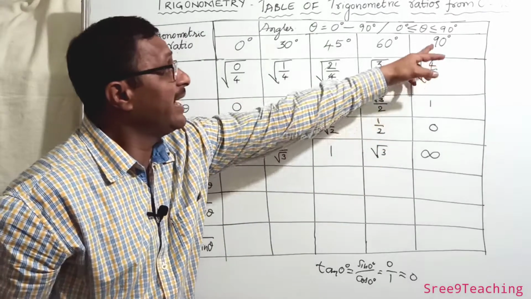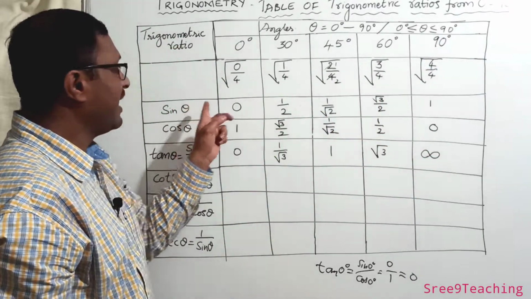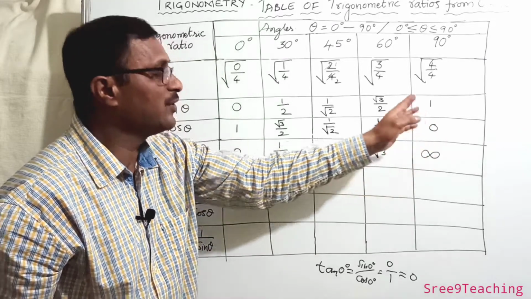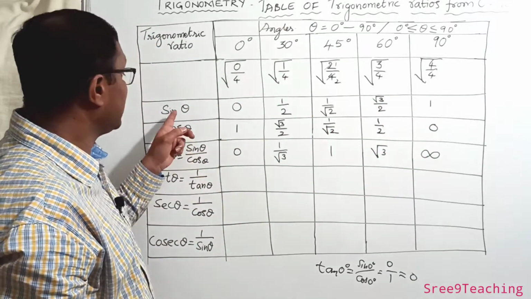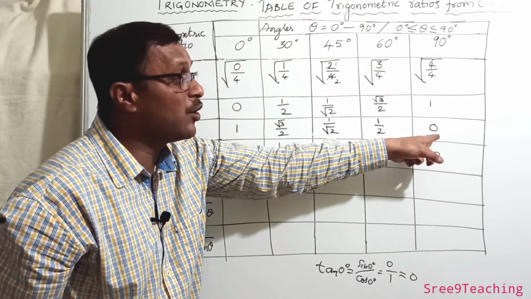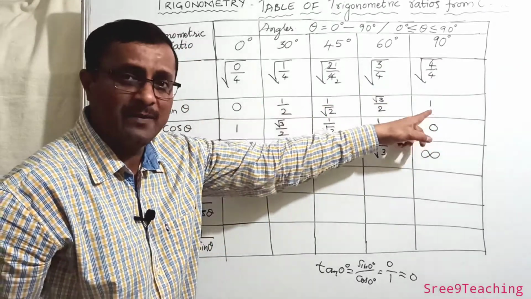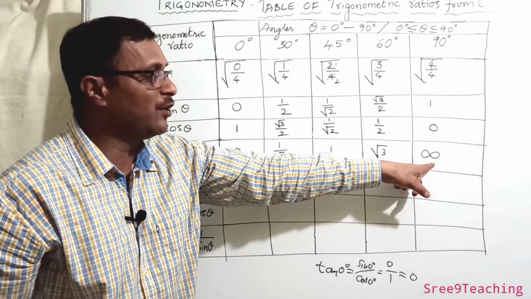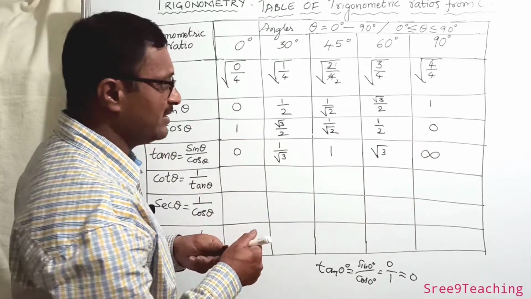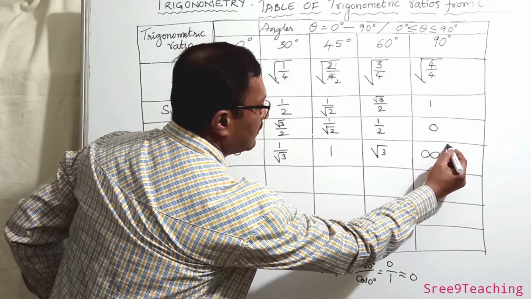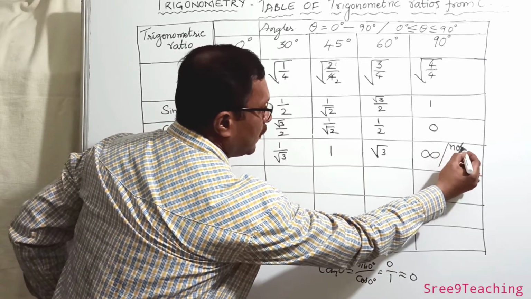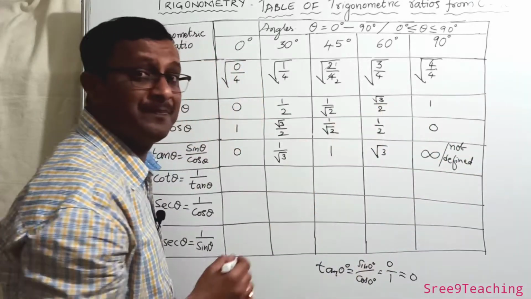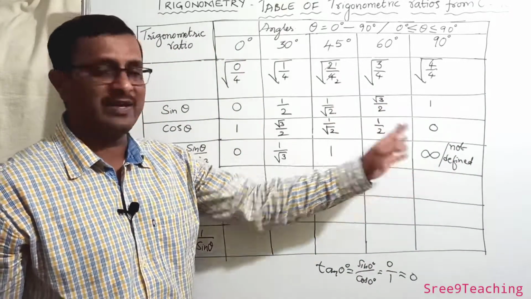And tan 90 means sin 90 by cos 90, so 1 by 0. Tan 90 degrees means sin 90 degrees divided by cos 90 degrees. Sin 90 degrees is 1, cos 90 degrees is 0. So 1 divided by 0 is nothing but infinity, or it is not defined. We write it as not defined, but we also write the symbol infinity.